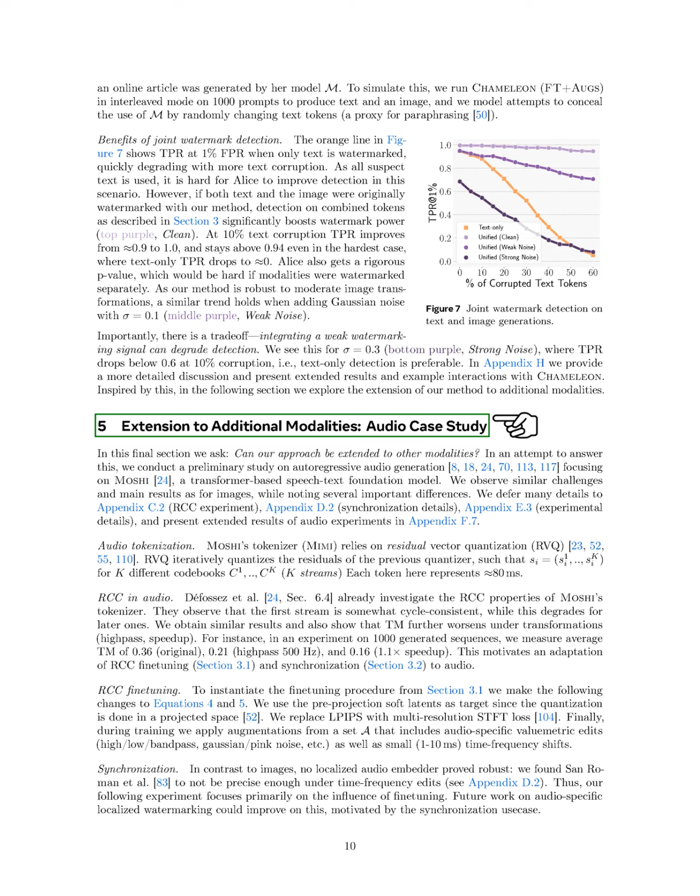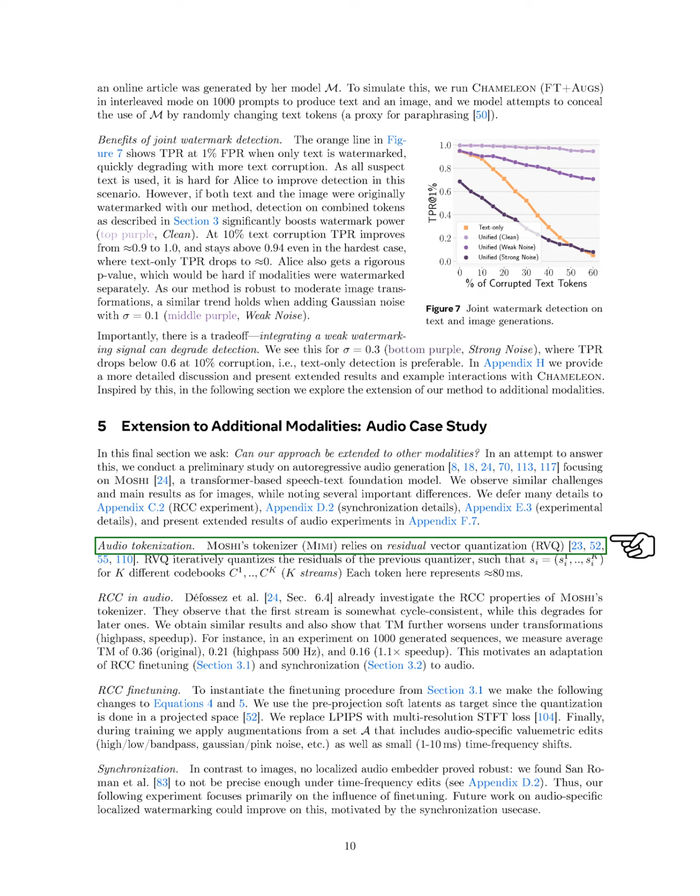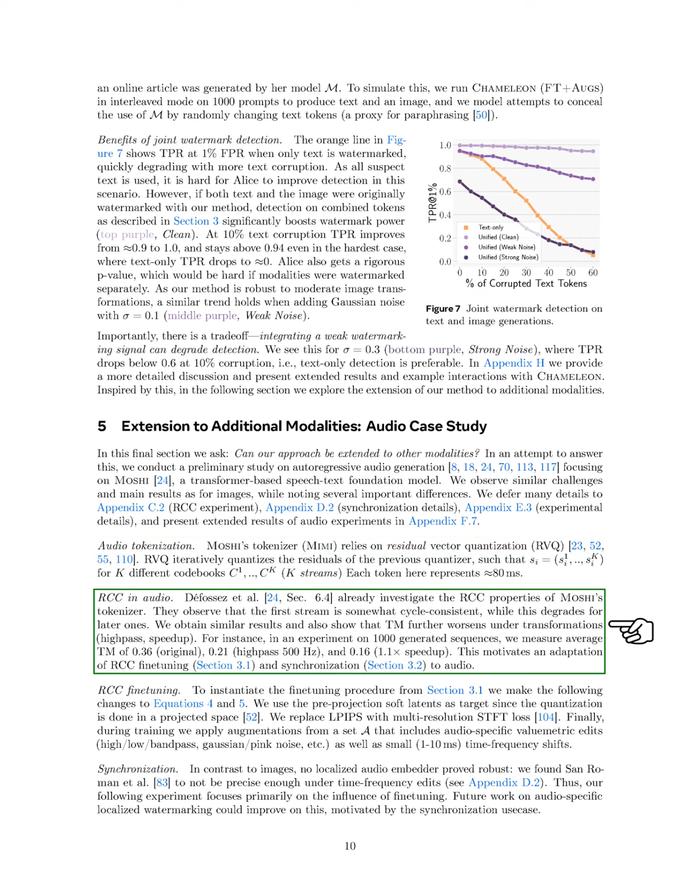We encounter similar challenges and results as with images, but we also identify key differences. We refer to various appendices for detailed discussions and extended results related to audio. Regarding audio tokenization, Moshi's tokenizer uses a method called residual vector quantization, RVQ, which quantizes the residuals from previous quantizers. Each token represents a short time frame of audio. We also examine the RCC properties of Moshi's tokenizer, finding that the first stream maintains some cycle consistency, which diminishes in later streams. Our experiments show that transformations worsen this consistency.